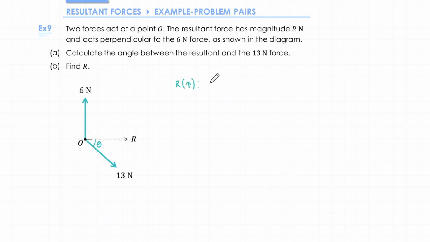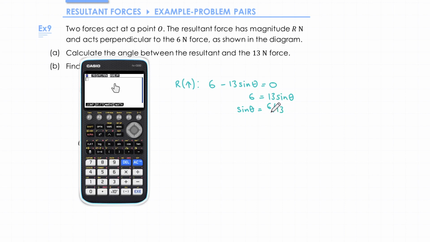So I have the 6 Newton force acting upwards. I have a component of the 13 Newton force acting downwards. That will be 13 sine theta. And as the resultant force acts to the right, then vertically we should have no net force. Rearranging, we get 6 equals 13 sine theta. And then dividing through gives us sine theta equals 6 over 13. And if we put that into our calculator, we get 27.5 degrees to 3 significant figures.